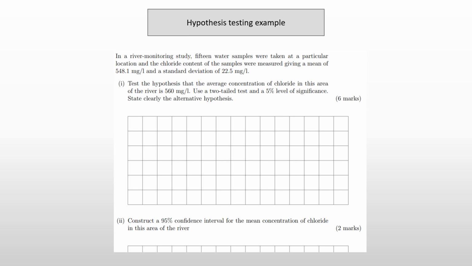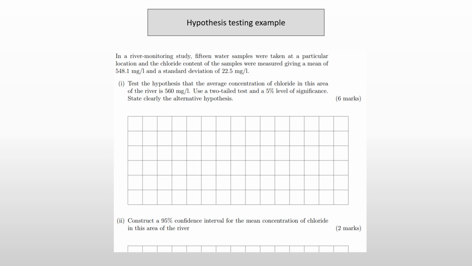So part 1 is asking, test the hypothesis that the average concentration of chloride in this area of the river is 560. They're telling us outright that the mean is 548, but they want you to test the hypothesis that the mean could be 560. So it's either it is or it isn't, and they want you to test that. Use a two-tailed test and a 5% level of significance.